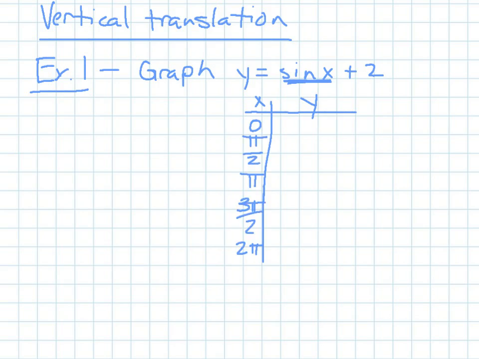Okay, so 0 is always 0, pi over 2 is 1, pi is 0, 3 pi over 2 is negative 1, and then 2 pi is 0 again. Okay, but now if we take those values and add 2 to our function, so let's go back and erase this and say what? It's sine of x.